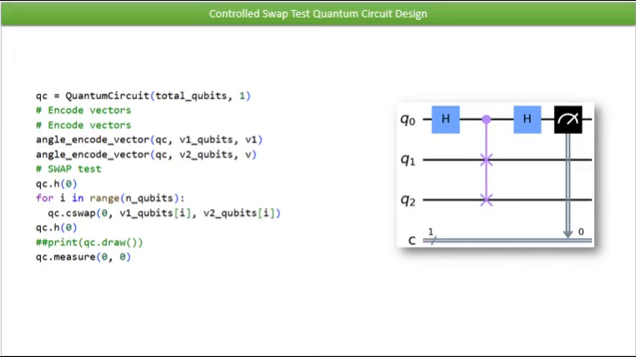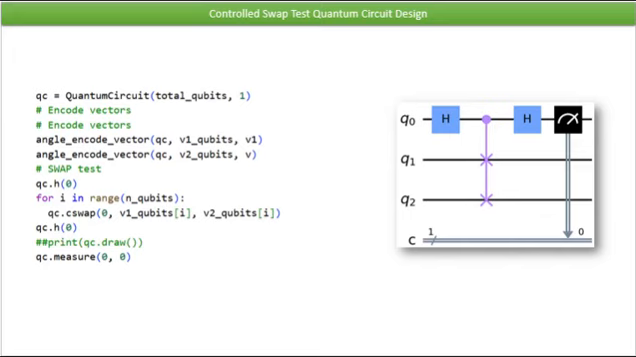Now that our sentences are fully encoded as quantum states, it's time for the heart of this entire experiment: the controlled swap test. On screen, you'll see the quantum circuit being assembled step by step. We start by creating a quantum circuit with enough qubits to store the ancilla qubit, which controls the test, the qubits for vector 1, and the qubits for vector 2. These two vectors come from our sentences, the reference sentence and the query sentence.